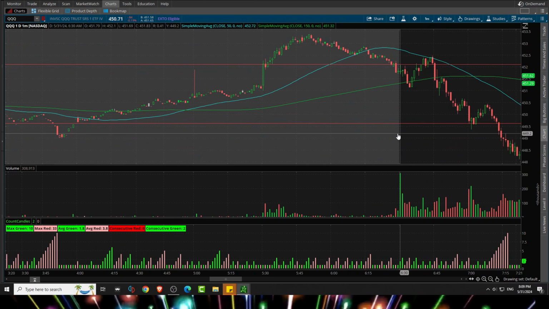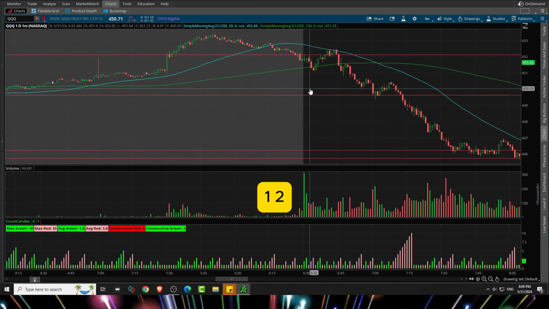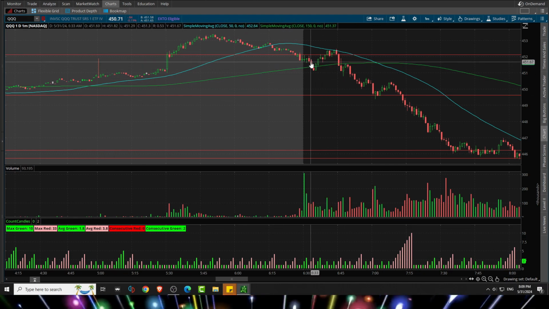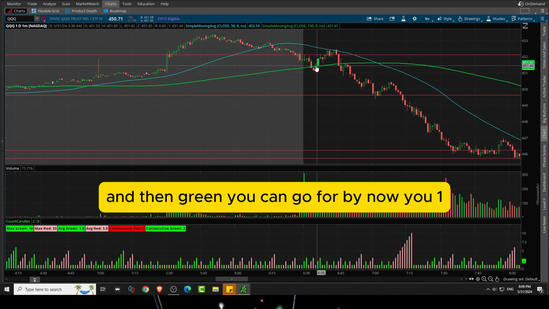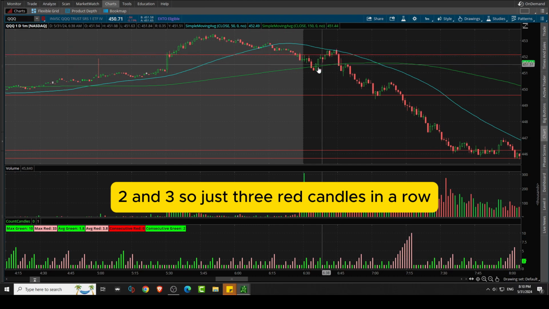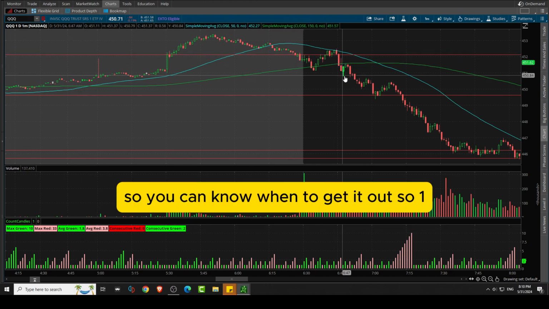So one, two, three. So four red on average. And then green. You can go for buy. And then we one, two, three, and then get reverse. Again, we one, two, and then three. So it's just three red candles in a row, which is two on average. So you can know when to get in and out.